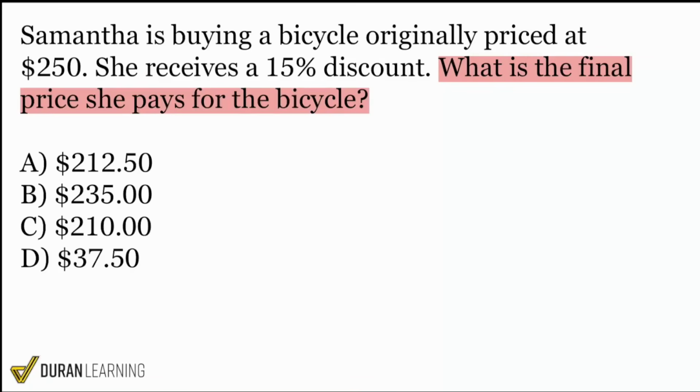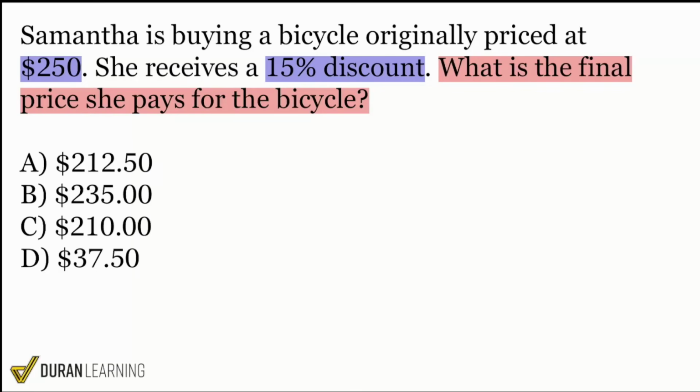So everybody, when we think about that final price in this problem, are we determining the final price after a tax or after a discount? Which one of those was being applied? Yeah, it's going to be after a discount. Take a look right here. It says Samantha is buying a bicycle. Here's that original price. She receives a 15% discount. So let's highlight that. 15% discount on a $250 bicycle. And let's get it done.